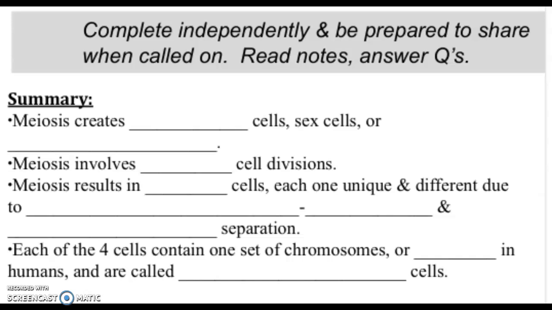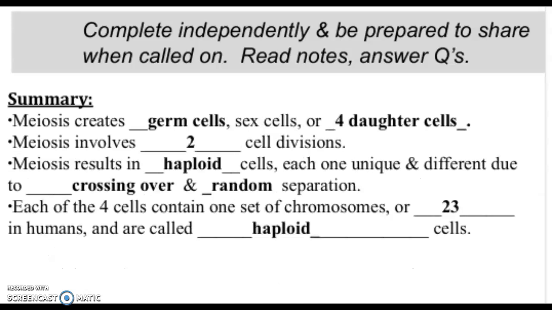Okay, now that you tried, here are the answers. So meiosis creates germ cells, sex cells, or ovular cells. Any of those would work. Meiosis involves two cell divisions, which result in haploid cells. Then they're different because of crossing over and random separation during meiosis 1 and meiosis 2. And these 4 cells that are made have 23 chromosomes, and they're haploid. Okay, they're haploid.